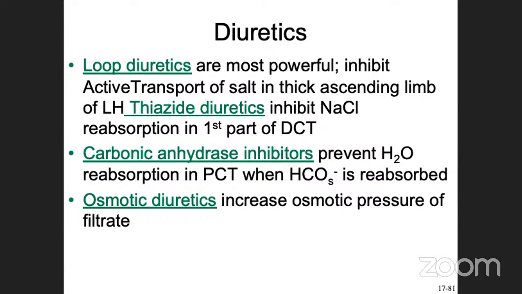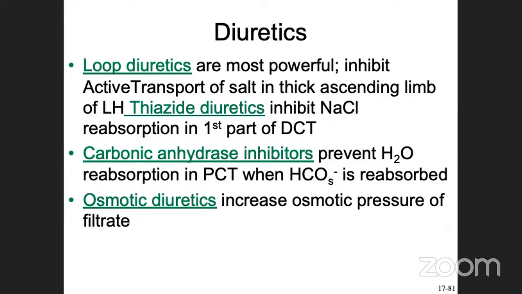Some books mention 4, some books mention 3 types of diuretics. But let's have a look at these. Loop diuretics are the most powerful. They inhibit the active transport of salts in the thick ascending limb of the loop of Henle. Thiazide diuretics inhibit the sodium chloride reabsorption in the first part of the DCT.